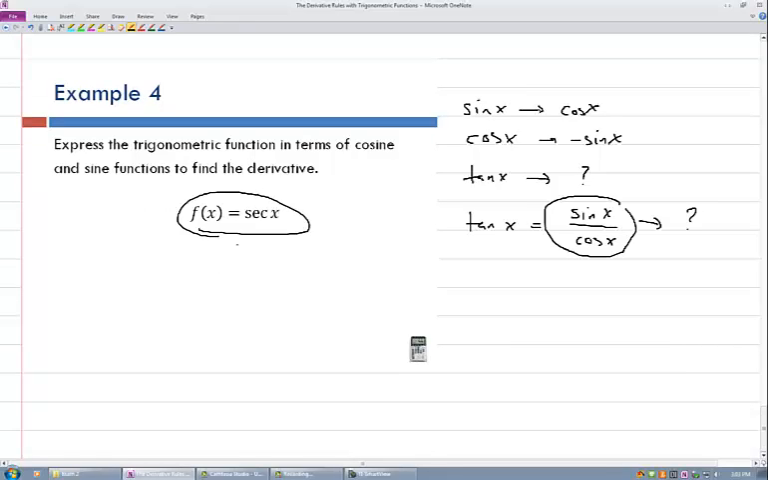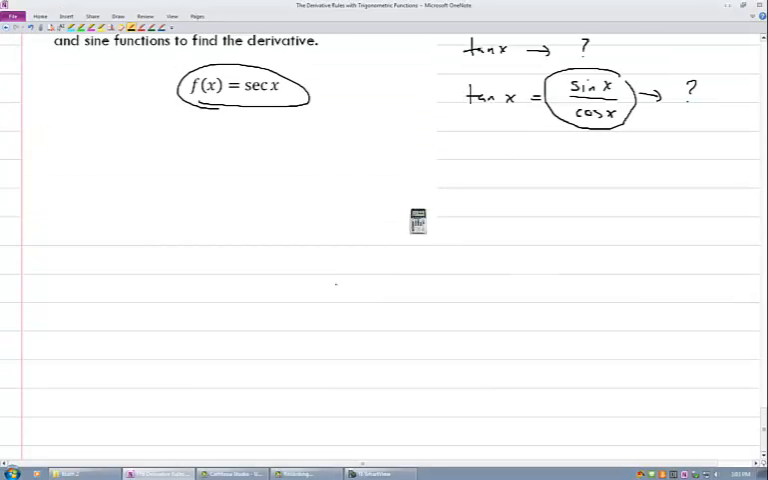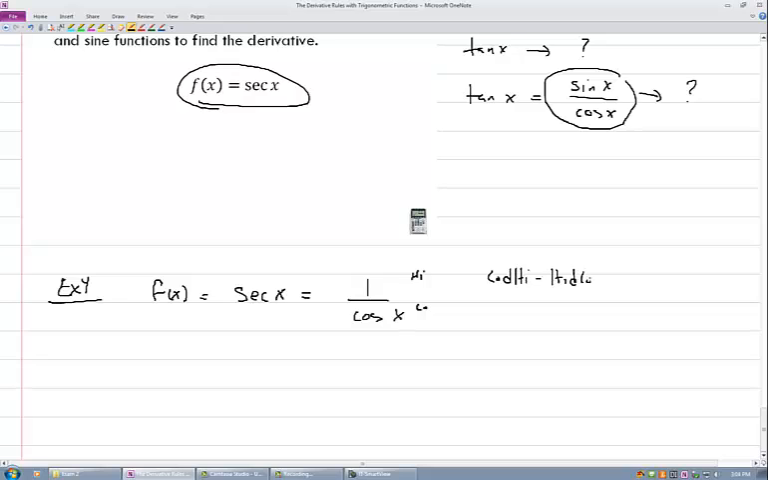So let's go down below, and let's copy down the problem. So this is example 4. And I have my f of x equal to secant x, which is a rule that I might forget if I don't use it a lot, but I know that secant x is 1 over cosine of x. And I know how to take the derivative when I divide. I use a quotient rule. So I know that my high function is 1, my low function is cosine of x, and I can copy down the quotient rule, low d high, minus high d low, all over low squared, and away we go.